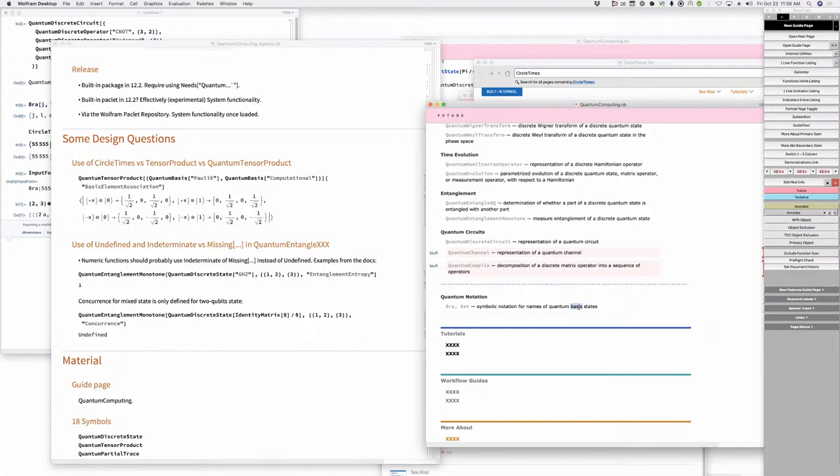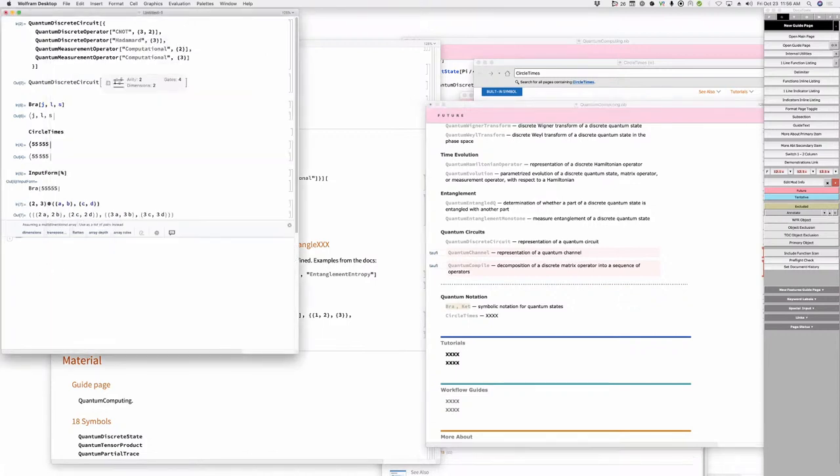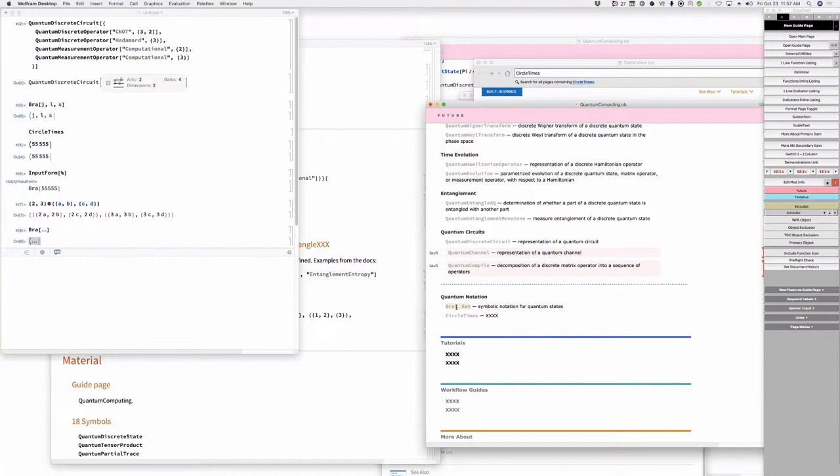Okay, so I think we should say symbolic notation. I would just say for quantum states and leave it at that. And then say here on the next line, if that's the only other thing we've got. And by the way, documentationally, we should actually have a picture of a bra here. In other words, something like this. So circle times and then the corresponding thing for ket. And then say symbolic notation for quantum tensor products.